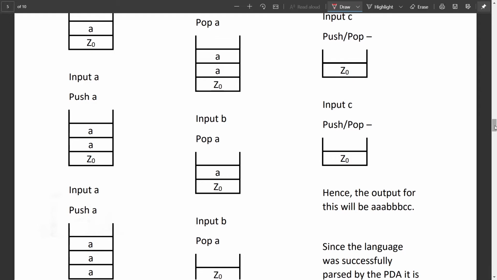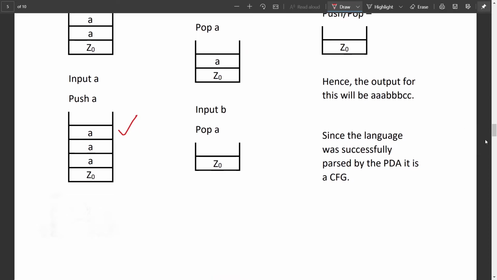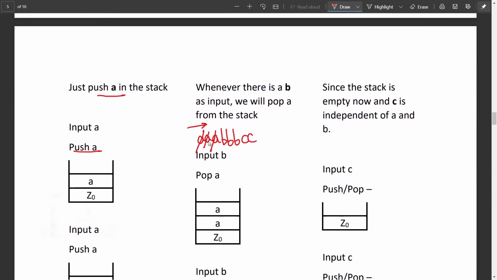Then since we pushed A into it, we get another A moving from left to right. Then push this onto the stack as well. Then another A, we'll push this particular one onto the stack as well. And then whenever we get a B, we'll pop the corresponding A. So since we got a B, we popped one A.